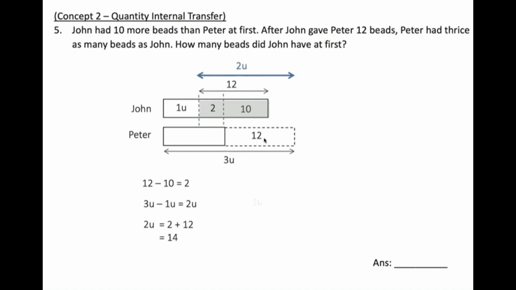So 2 units is 14, 1 unit is 7. Read the question again after you get the value of 1 unit. How many bits did John have at first? So we are talking about this whole bar here at first. So John at first is 12 plus 1 unit. 1 unit is 7. So 12 plus 7, 19. Any question?